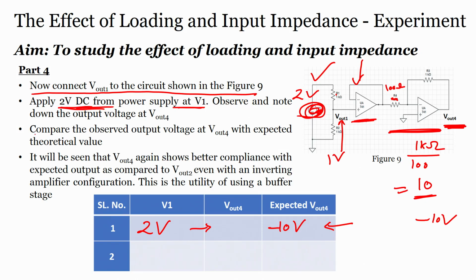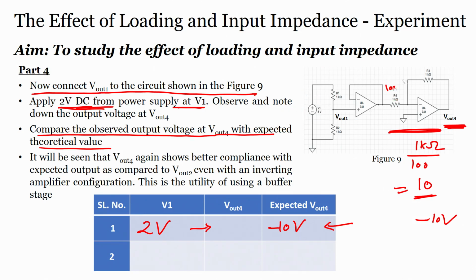Again, what he is saying is: compare the observed output voltage V out 4 with the expected theoretical value. This is the third thing that we will do. Finally, we will see what happens when we use the voltage follower. So let us do it one by one. First we connect the potential divider, the buffer and the inverting amplifier.